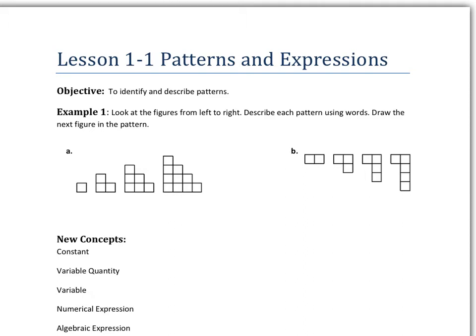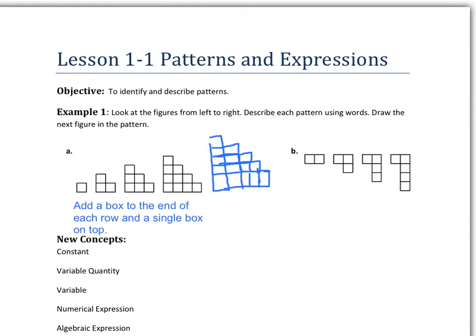Great. So for example 1A, as you're looking at that pattern, I'm hoping that you're seeing that we're just adding a box to the end of each row and then we're putting a single box on top. And that's really all you need to write. There you can see what I wrote down for describing the pattern in words and then also the illustration. All right, let's look at example B.